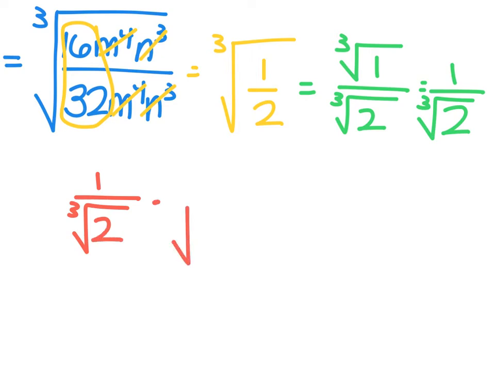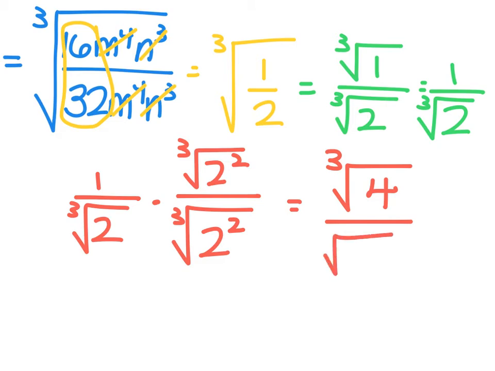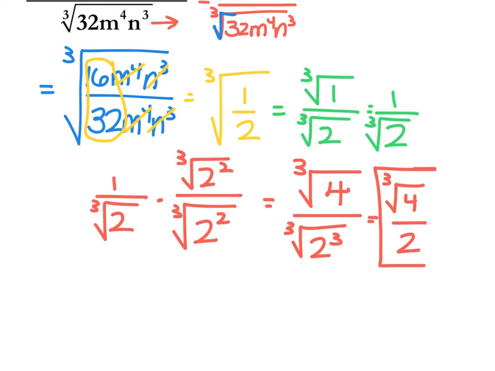To rationalize this, I need 2 more 2's to make a 3 of a kind. So what I get is, on top I just get the cube root of 2 squared, which is the cube root of 4, over the cube root, now this is 2 to the third. So my final answer is the cube root of 4 over 2. Wow. That's the answer, guys. Whew, okay, let's move on.